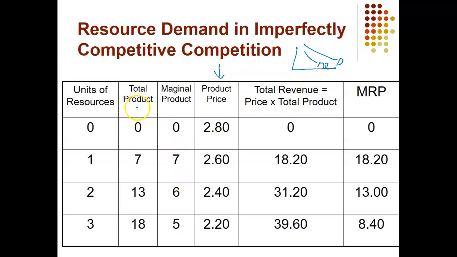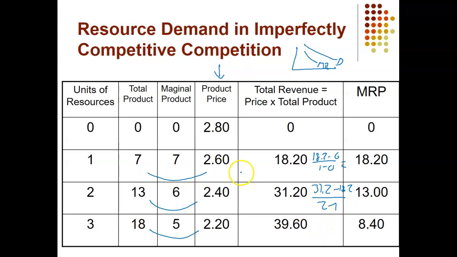So again, all I'm going to do is my total product times the product price. 7 times 260 equals 1820. 13 times 240, 3120. 18 times 220, 3960. And then from there, I'm going to do the same equation. Change in total revenue. So 18.2 minus 0 divided by 1 minus 0. 31.2 minus 18.2 divided by 2 minus 1, 13.